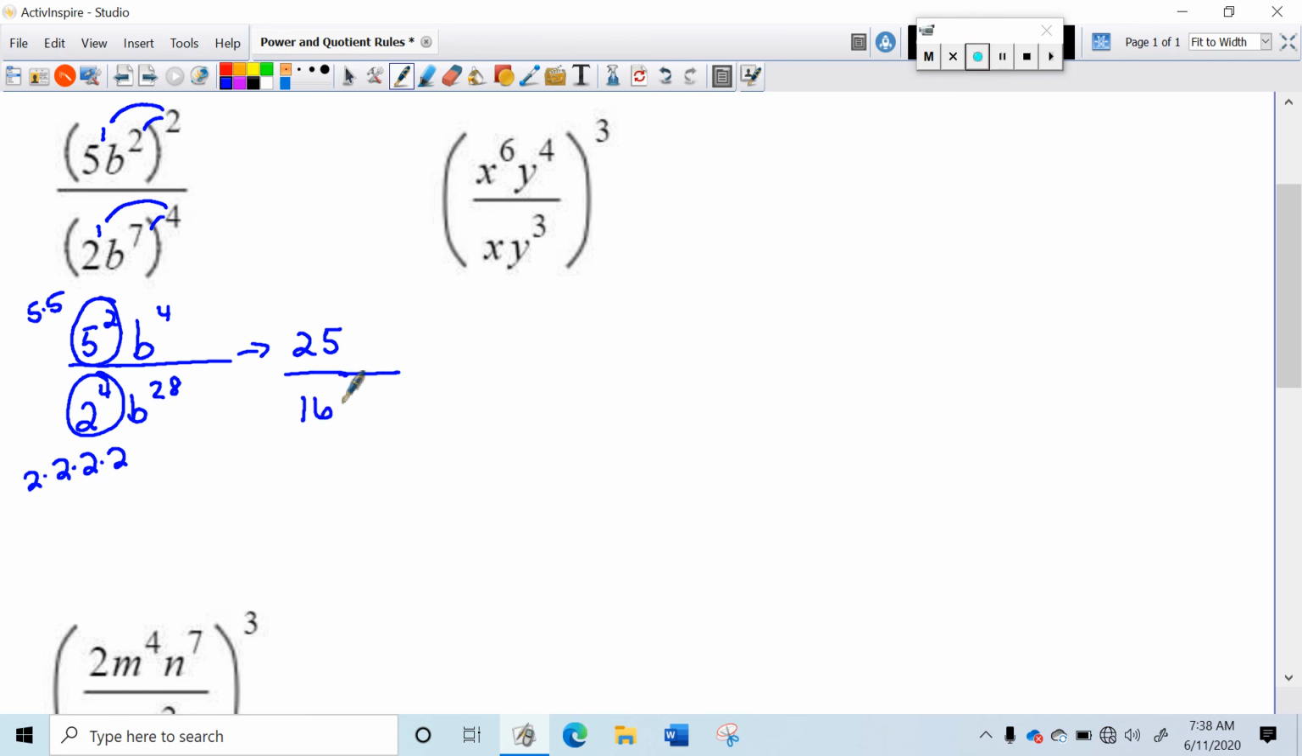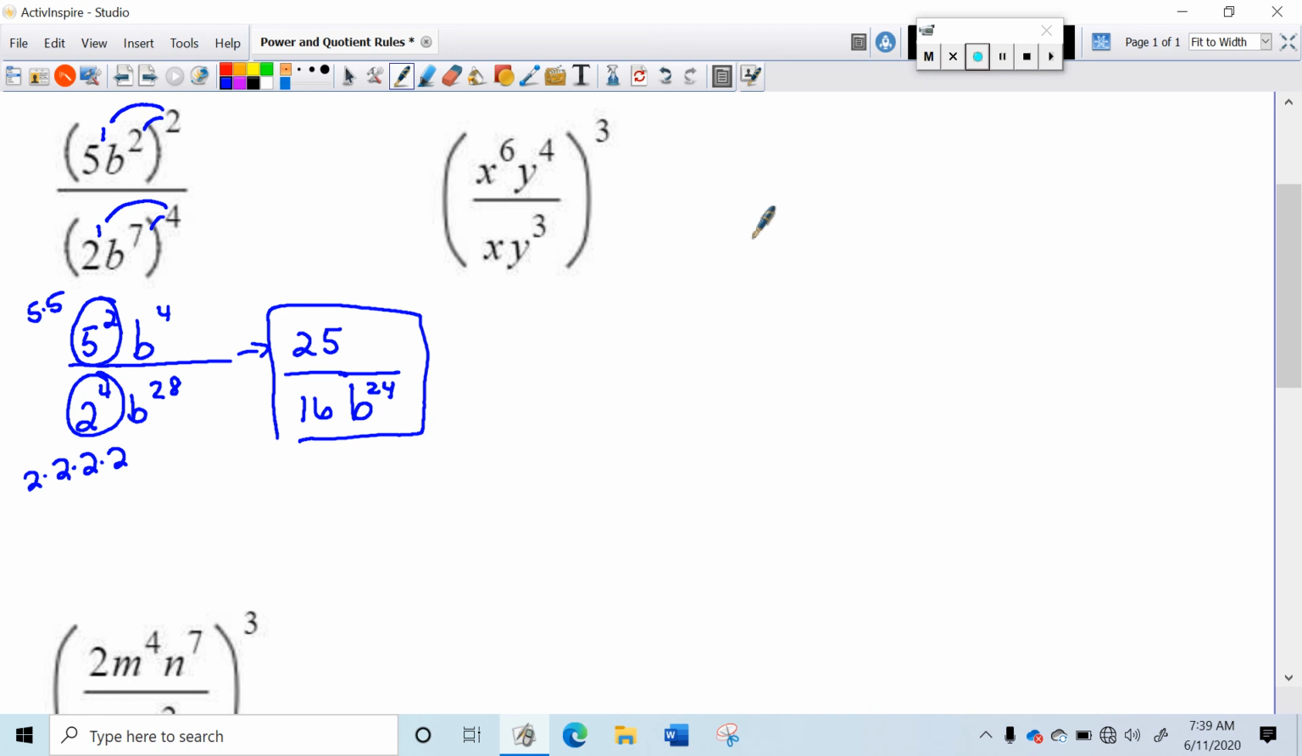Now for the b's, the largest exponent's on the bottom, so your b has to be on the bottom. And then you subtract the exponents. So 28, take away 4, is 24. 25 over 16 cannot be simplified, so this is the final answer.